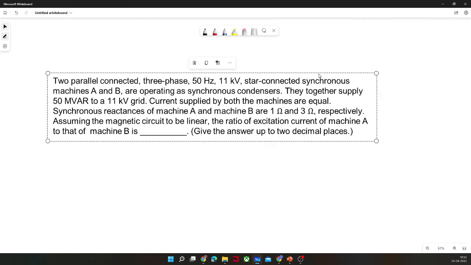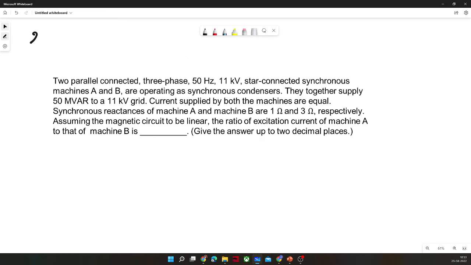So this is the problem based on parallel connection of synchronous machines. It appeared in GATE 2017 in session 1 for 2 marks. Okay, so please read the problem and we will proceed.